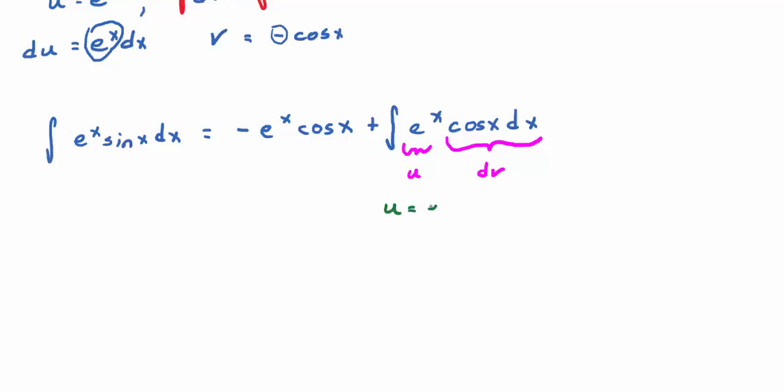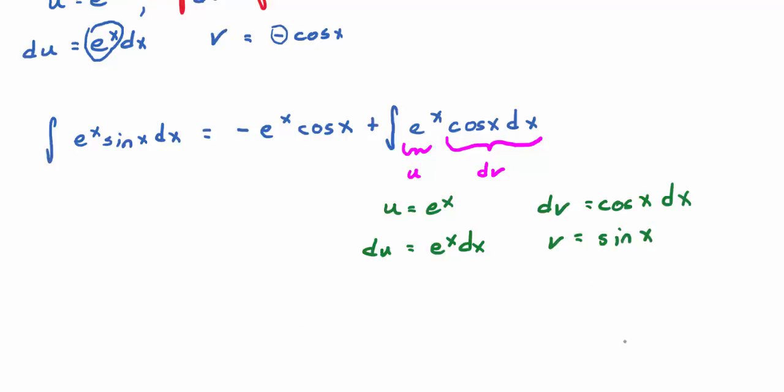So u is e to the x, which means du is what? e to the x dx. Okay, dv is cosine x dx, so what is v? Sine x. All right? And so we're going to replace everything in this box with the right-hand side of the formula for integration by parts, right? u times v minus integral v du.